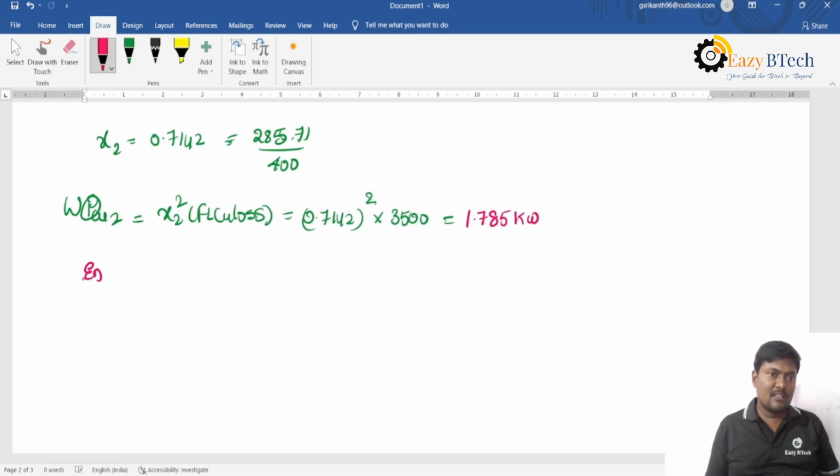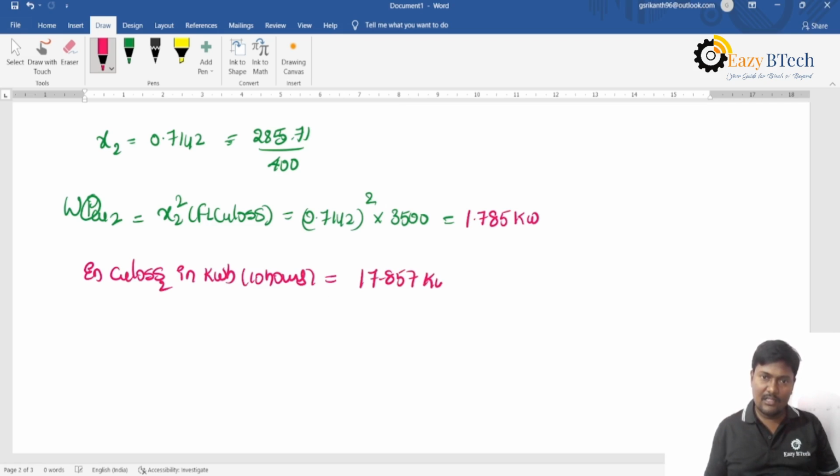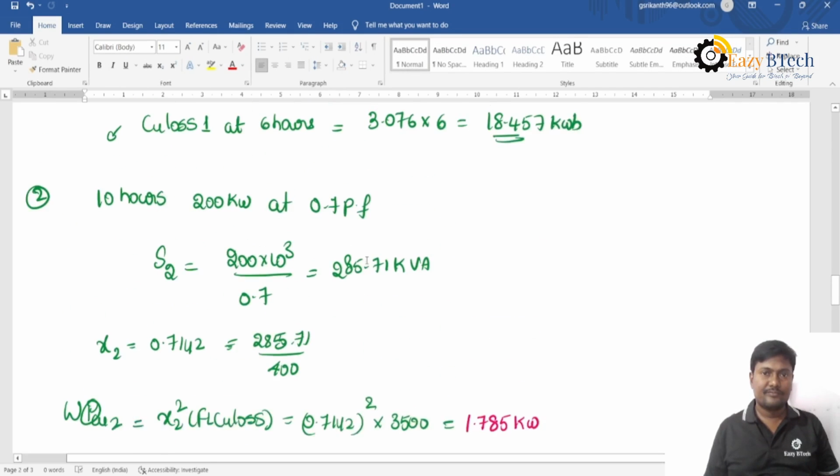Then copper losses in kilowatt hour. So during 10 hours, multiply with 10, then you will get 17.857 kilowatt hours.